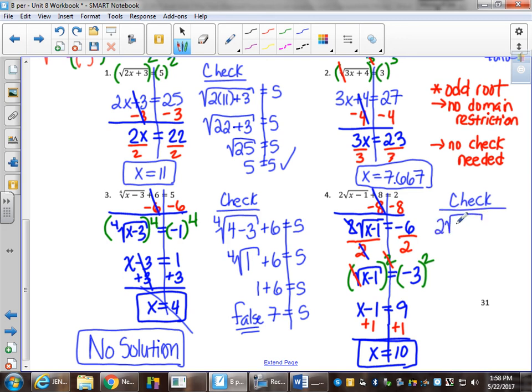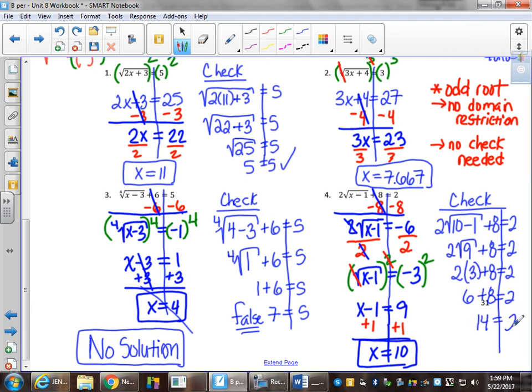It would be 2 times the square root of 10 minus 1 plus 8 equals 2. Line down your equal sign. Goal is that left will come out to equal right. What do I now have under the radical? What's 10 minus 1? Good, so I get the square root of 9, and then plus 8 equals 2. Square root of 9 is 3, so 2 times 3 plus 8. 2 times 3, 6 plus 8, 14 equals 2.